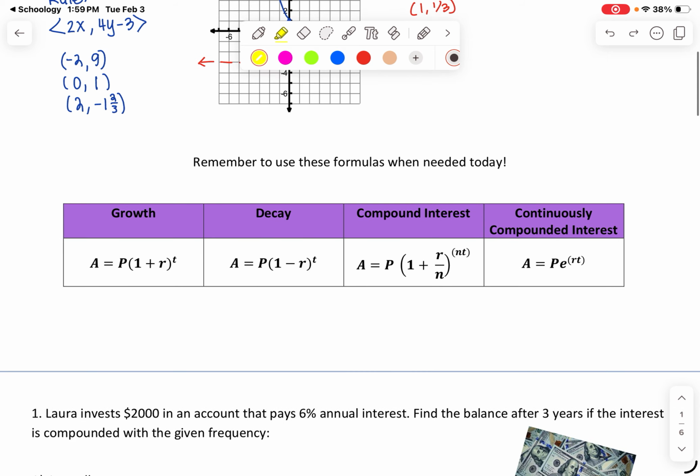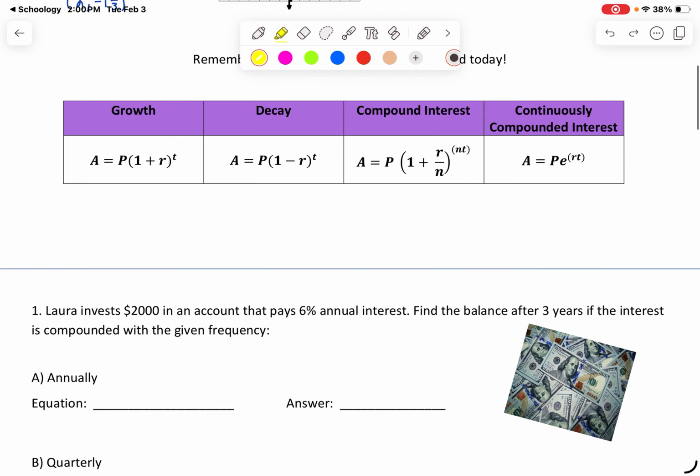Okay, so remember we're using these formulas today. We have simple interest, which is the first one, that's for growth. And then there's decay to the right of that. The only difference between those is a plus and a minus on your rate. Compound interest is when you divide your rate by the number of compoundings and multiply your time by the number of compoundings. And then if it's continuously compounded, remember this is for population growth, bacterial growth, radioactive decay, then you would use that PERT formula.